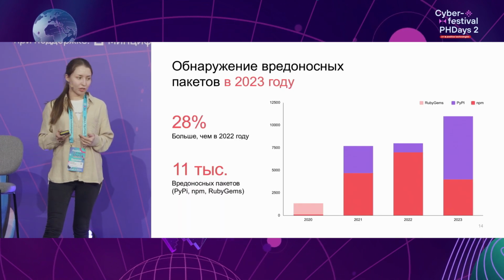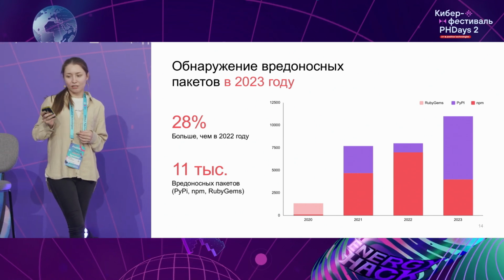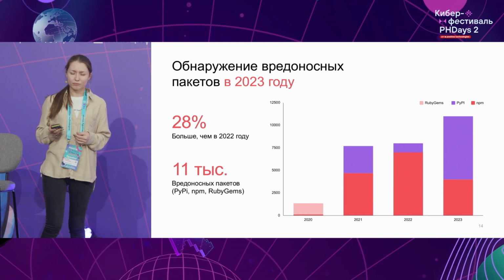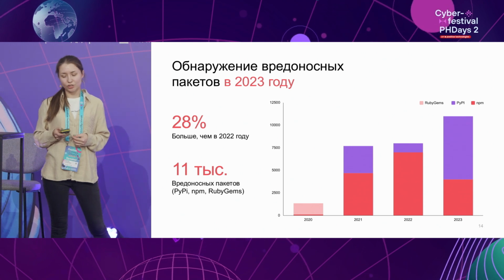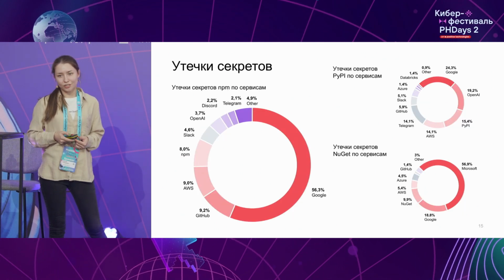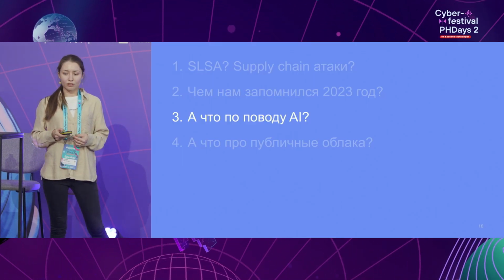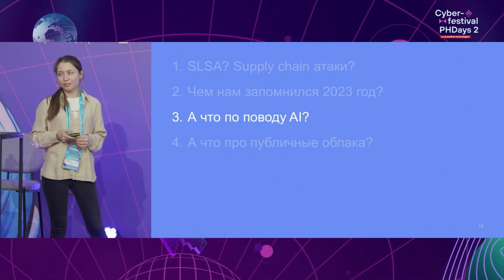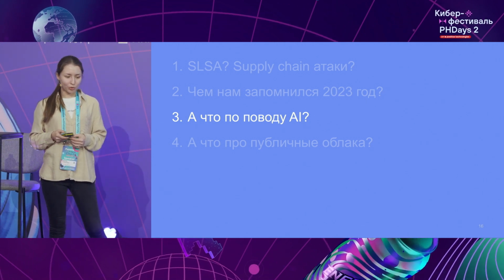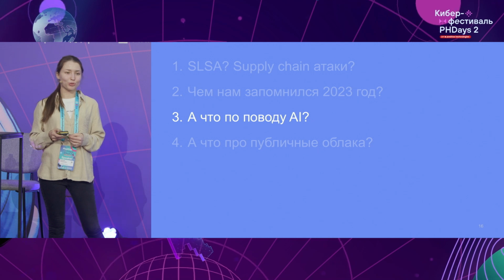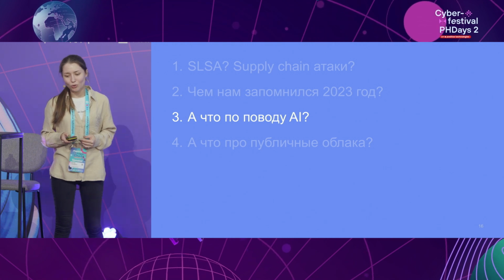How do we remember the year 2023? We have discovered about 11,000 malicious packages, according to research data, in open sources like PyPI and npm, RubyGems, and this is 30% more than in the year 2022. Also, leakages of secrets are happening through a lot of big platforms. As for AI, if you look at different presentations and other conferences, including this conference as well, a lot is being said about AI security, safety, and GPT assistants.